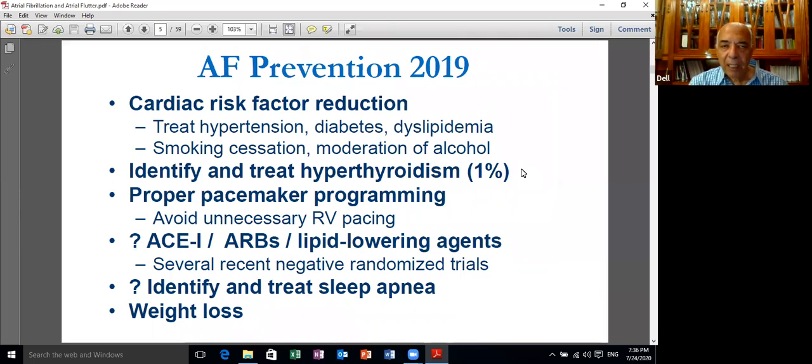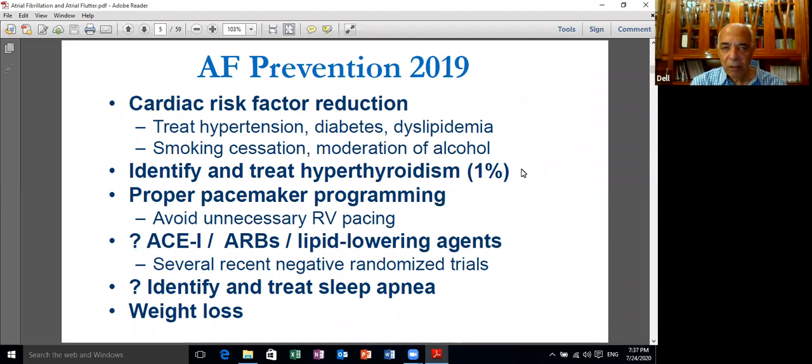Now, atrial fibrillation is never cured, except in very exceptional circumstances, like those who are taking specific forms of drugs, or those in the post-operative state, thyrotoxic atrial fibrillation. Apart from that, it's always a persistent disease and a progressive disease. So it's very important to prevent it right from the beginning. How do you prevent it? You treat cardiovascular risk factors, including hypertension, diabetes, and dyslipidemia.